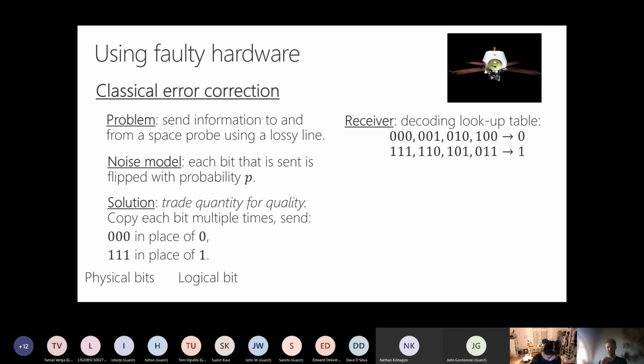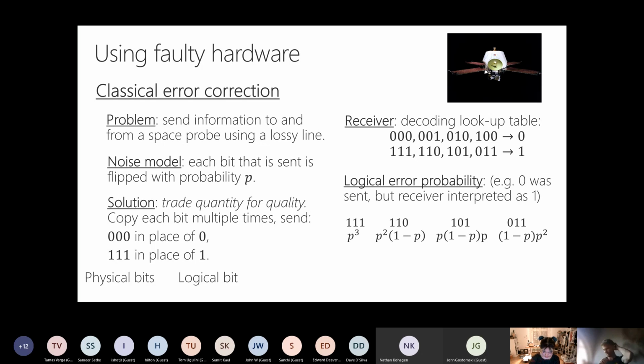So how does this work? Well, of course, the receiver might receive 0, 0, 0 and identify that the message that was supposed to be sent was a 0, but it also could receive 0, 0, 1. That would be interpreted as the third bit that was sent being flipped. But then, of course, it would be identified that the intention was a 000 with a bit flip.